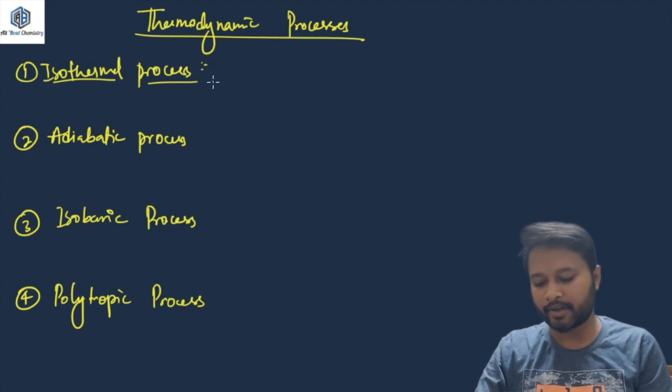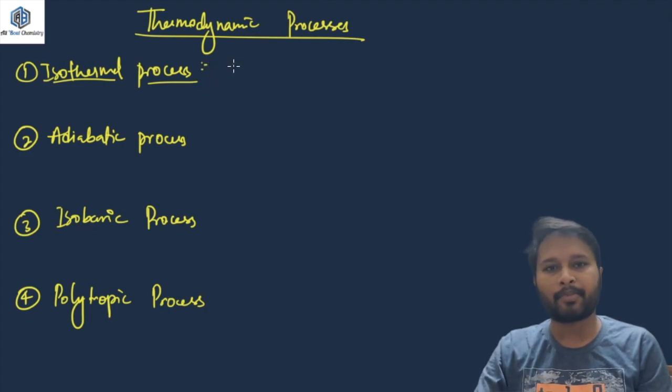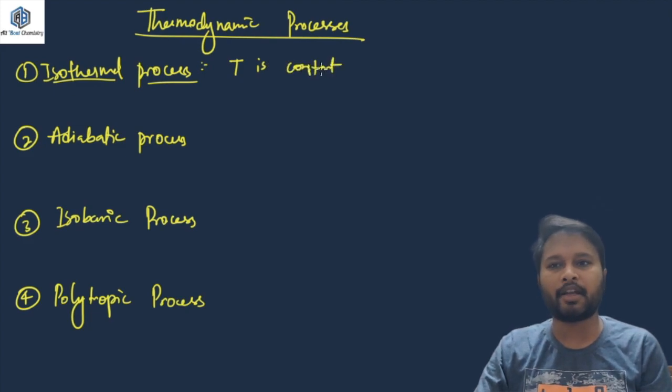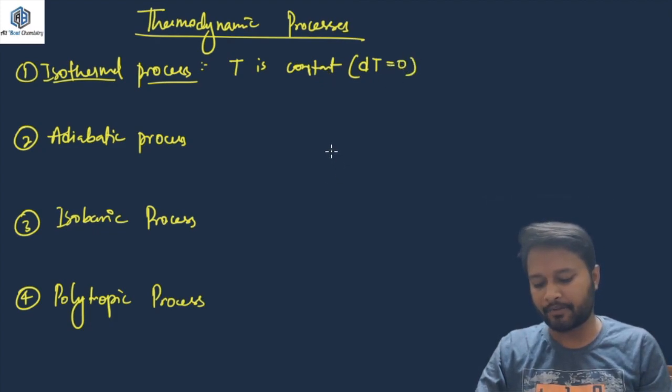We all know that in the isothermal process, temperature is constant. T is constant over here. Mathematically, how do you express T as constant? We say that dT is equal to 0, that means change in temperature is 0. Now, for such processes, you have certain more conditions. First is that it follows Boyle's law.